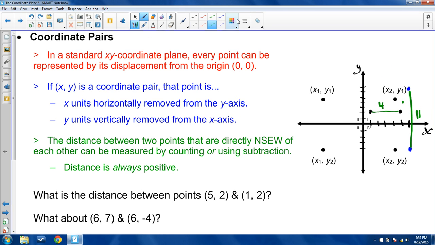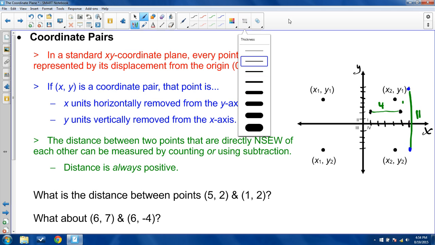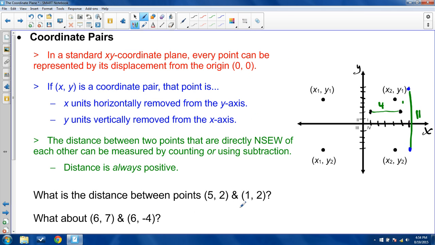But if I wanted to do a subtraction with it, I'd make sure that when I do 7 minus negative 4, that I take into account that that's actually addition, which is 7 plus 4. Because remember, one is 7 units away from the x-axis up, one is 4 units away from the x-axis down. So that total distance is 11.